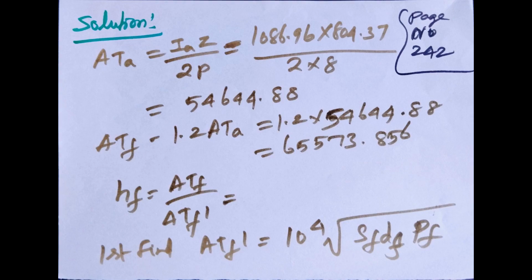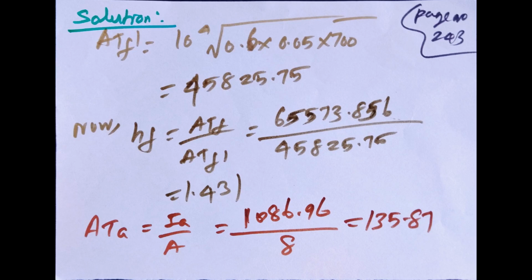First, find ATf dash, which is equal to 10 power 4 root of Sf Df Pf. Solution: ATf dash is equal to 10 power 4 root of 0.6 into 0.05 into 700. We obtain ATf dash value is equal to 482.75. Now Hf is equal to ATf divided by ATf dash. Putting the required values, we find Hf is equal to 1.431.